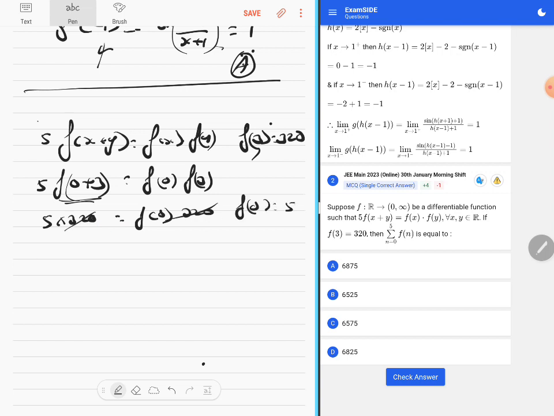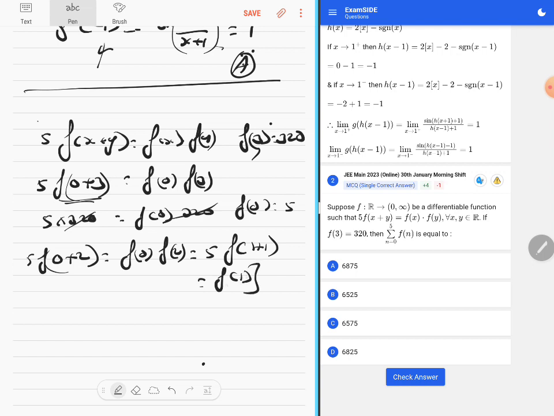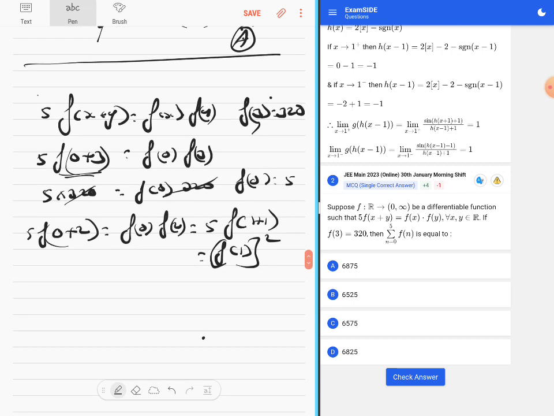Next, since you know f of 0 and f of 3 now, you can go for f of 2. 5 times f of (0 plus 2) can be written as f of 0 into f of 2, and f of 0 itself is 5. And f of 2 is f of (1 plus 1), and 5 times f of (1 plus 1) can be written as f of 1 into f of 1, which is f of 1 the whole square.